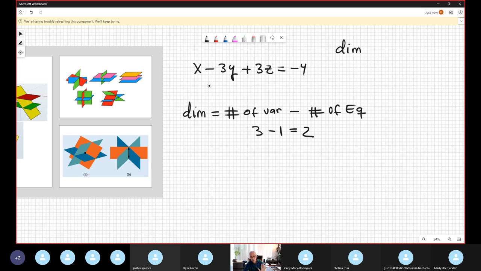If you have two equations, it's a different situation. So it's 3 minus 2, and so on. But no, we are talking about only focusing on one equation. So see, the dimension is 2, which means that the representation is a plane, not a line. It's a plane, it's flat. You can imagine a piece of paper, right? A piece of paper, okay, is a plane.